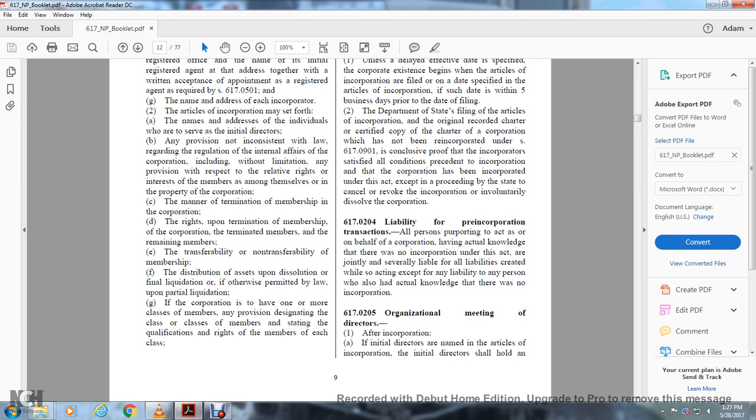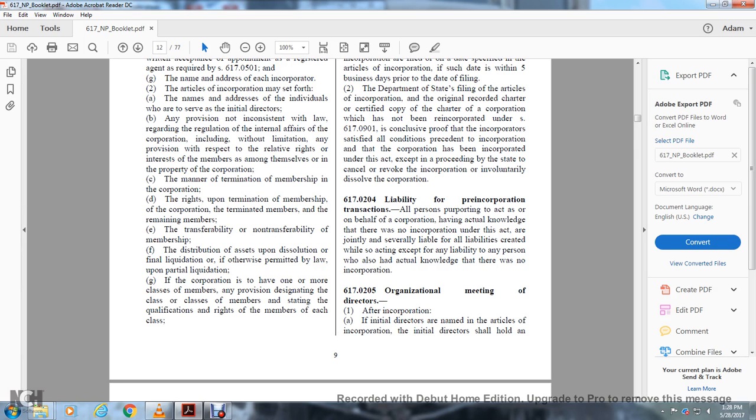617.0204 Liability for pre-incorporation transactions. All persons purporting to act as or on behalf of the corporation, knowing there is no incorporation under the act, are jointly and severally liable for all liabilities created while so acting, except for any liability to any person who has actual knowledge that there is no corporation.